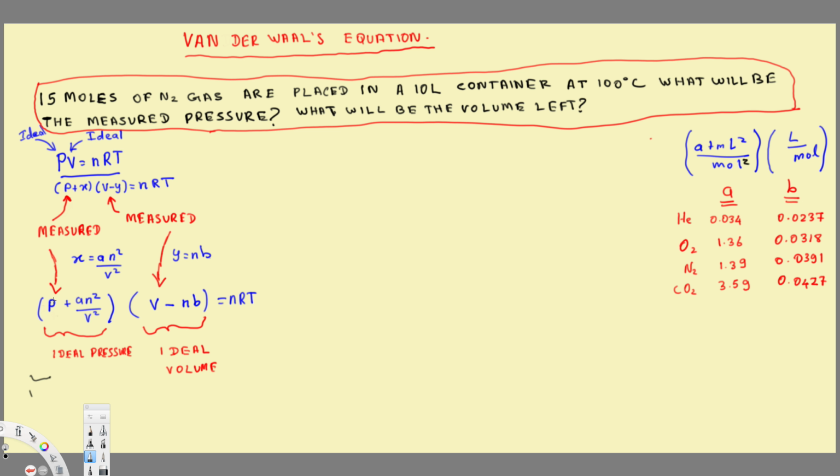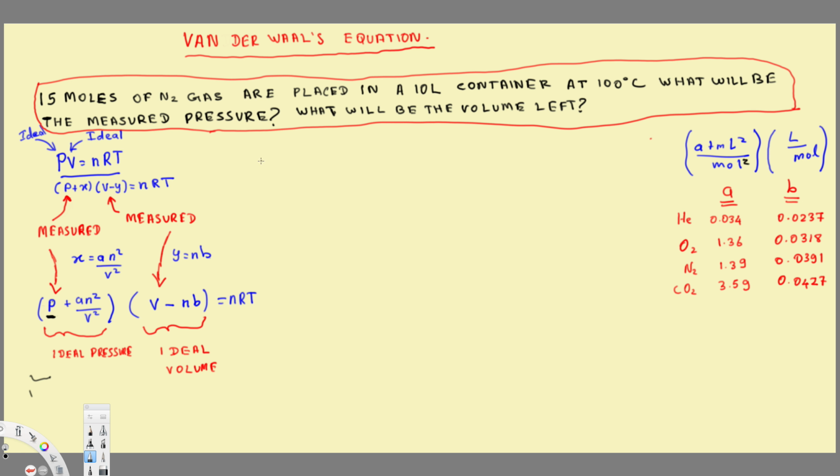If you see this equation, this P is the measured pressure, and this total thing is the ideal pressure. This whole equation is the Van der Waals equation, and this part represents the ideal pressure, and this part alone represents the measured pressure. This is what we are trying to calculate, right? So first we can calculate the ideal pressure, and then from that we can calculate the measured pressure.